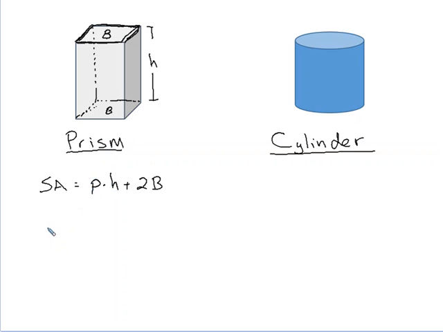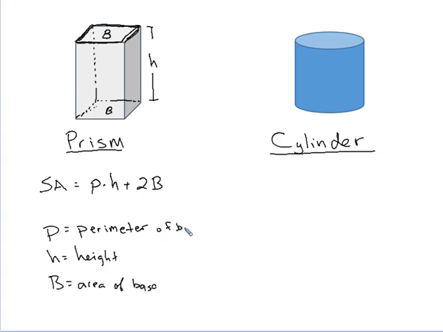So again, the reminder is that three things matter: P was the perimeter of the base, in other words, the distance around it. H is the height. And the capital B, that was the area of the base. Remember, this general idea works no matter if the base shape is a rectangle like it is here, a square, a triangle, or any shape really.